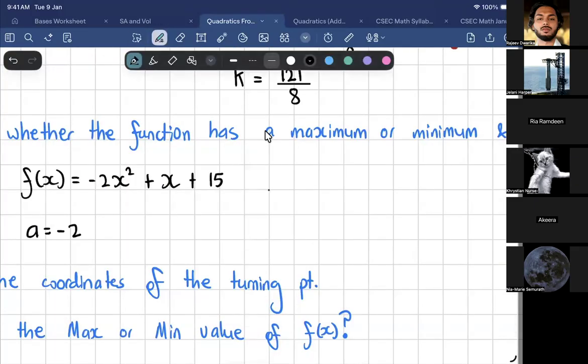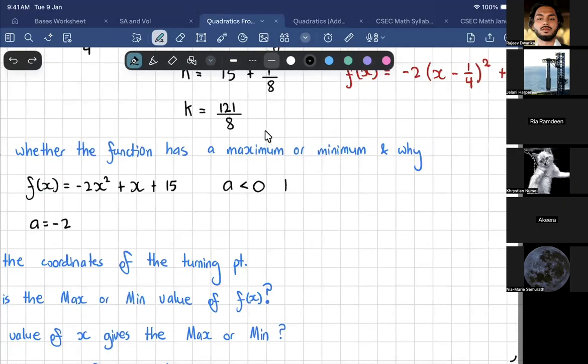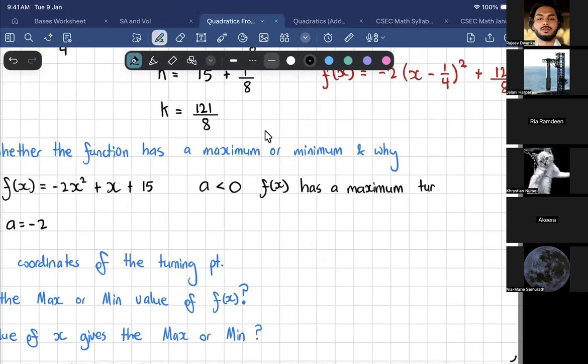Now, if a is less than 0, then it will be a maximum. If a is less than 0, f of x has a maximum turning point.